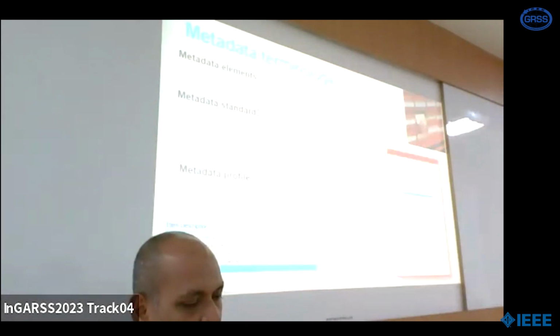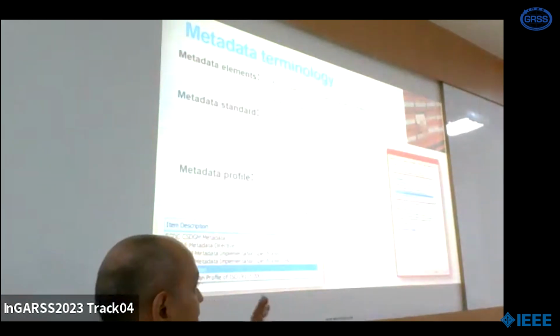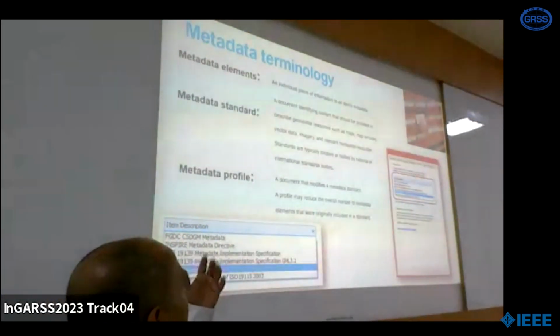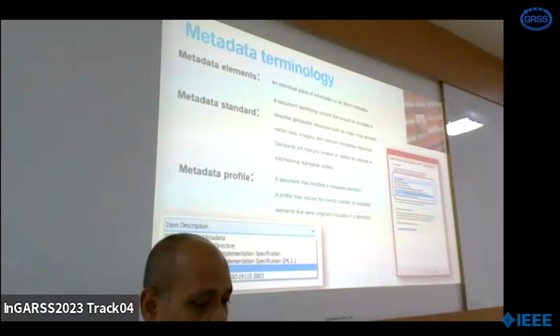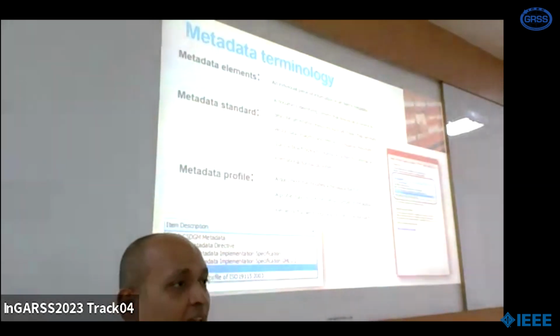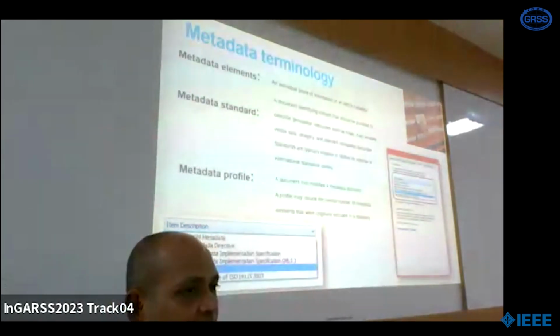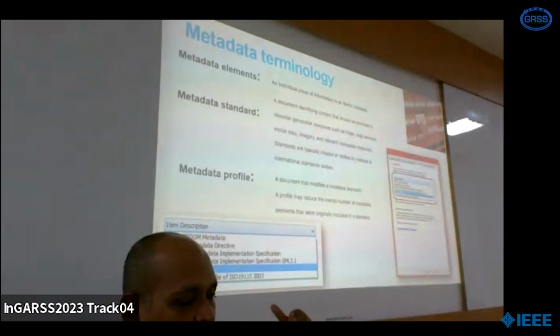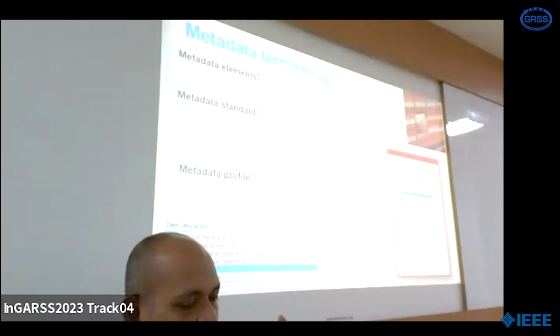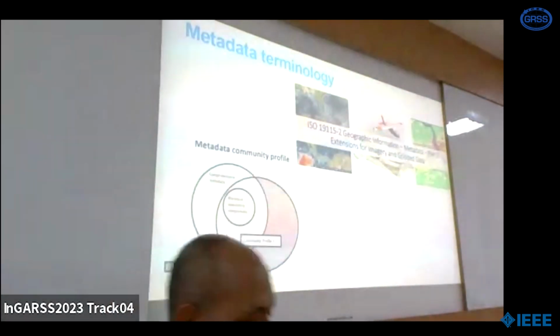So there is lots of terminology we have to remember. There are metadata elements, there are metadata standards, metadata profiles. Basically what CEOS ends up doing is mixing all this terminology, and that is why it is not a formal standard, because these are well defined. What is a metadata element, what is a standard, and what is a profile. So you can see there are multiple profiles given here, and this is very important.